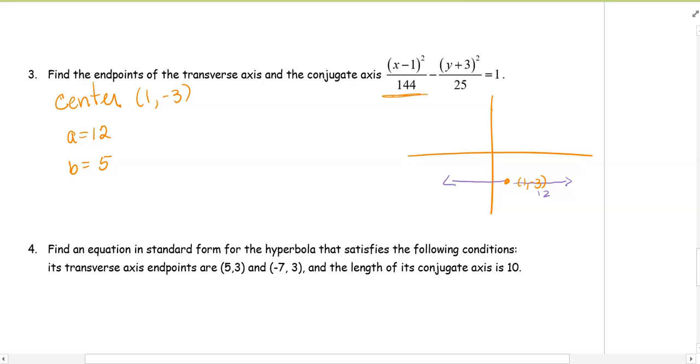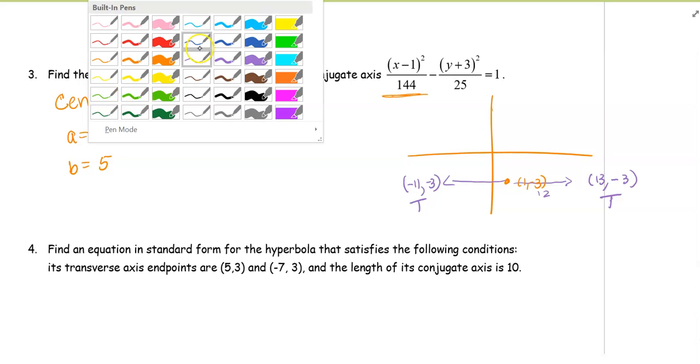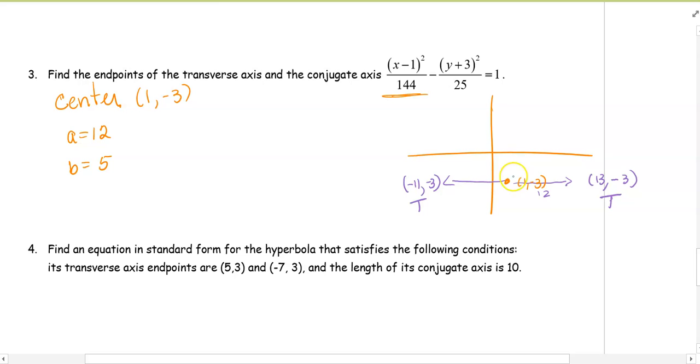In the ordered pair 1, negative 3, the y doesn't change. Y stays negative 3. But I'm going to add 12 to 1 and get 13. And I'm going to subtract 12 from 1 and I'm going to get negative 11. And there's the ordered pair of my transverse axes. To save time, I'm just going to put t's by them for the endpoints of the transverse axes. The conjugate axes, I'm going to go from the center 5 units up this way and 5 units down this way.